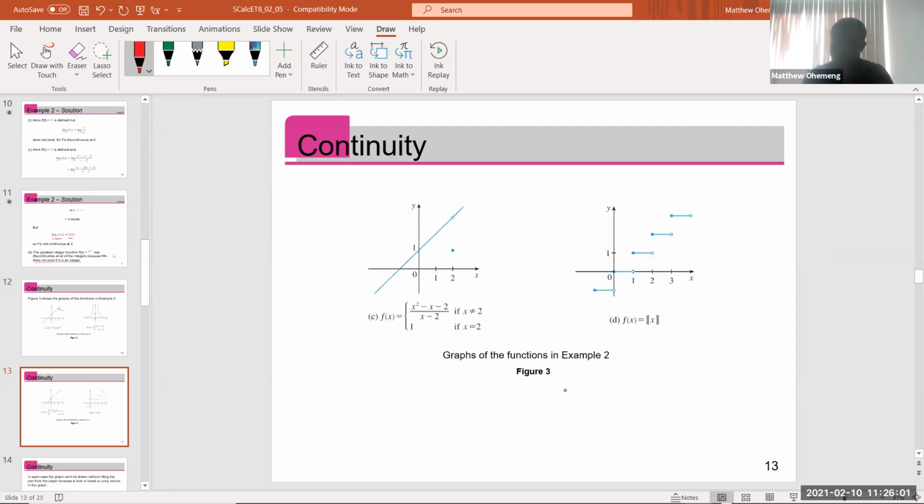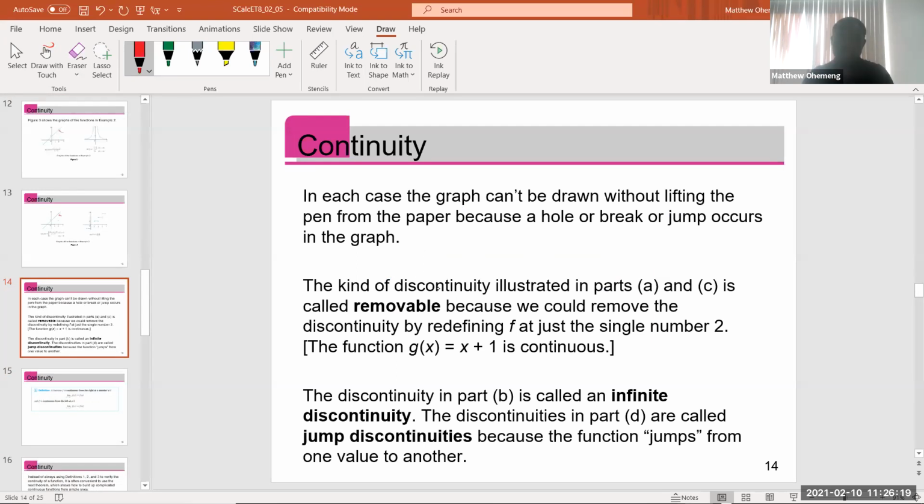This one too is similar to what we saw for A, except that this one is defined, but it's just one point that's creating the issue. It's just this point. Now, for the greatest integer function too, you see this, right? It is discontinuous here. As I said, these illustrate the 3 types of discontinuity, right? The parts A and C are what we call removable discontinuity.